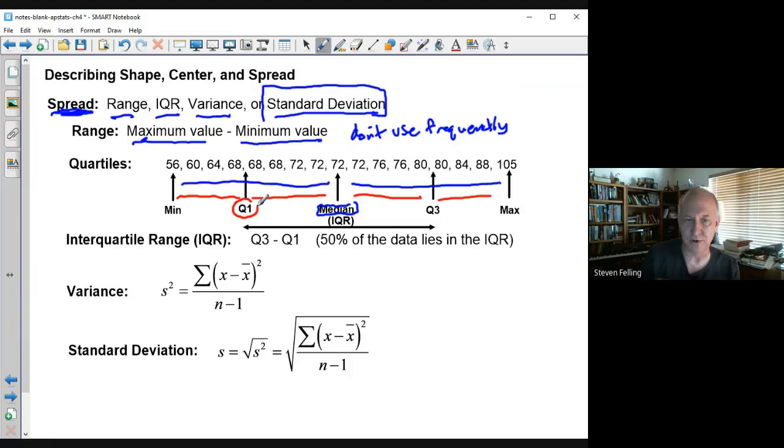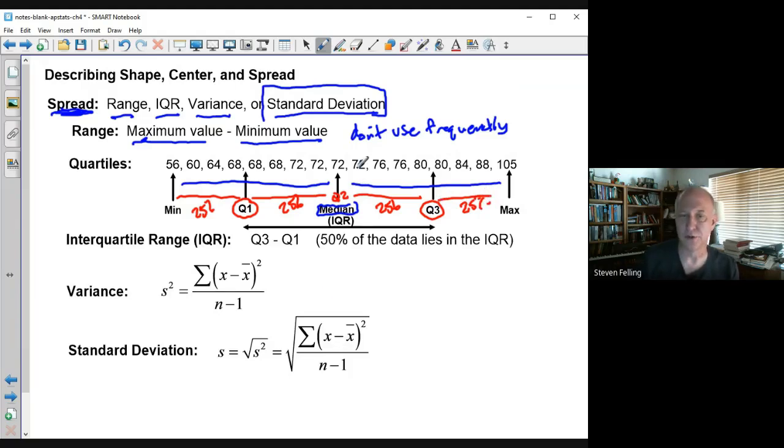Then this point right here that divides the lower half in half is called the first quartile. And this value that divides the upper half into halves again is called the third quartile. And you could almost consider the median to be a second quartile, because what the quartiles are doing is dividing all the data into quarters, into 1/4. So 25% of the data is between the minimum and the first quartile. 25% of the data is between the first and the second quartile, which is also called the median. 25% of the data is between the second quartile and third quartile, and 25% of the data is between the third quartile and the fourth quartile.